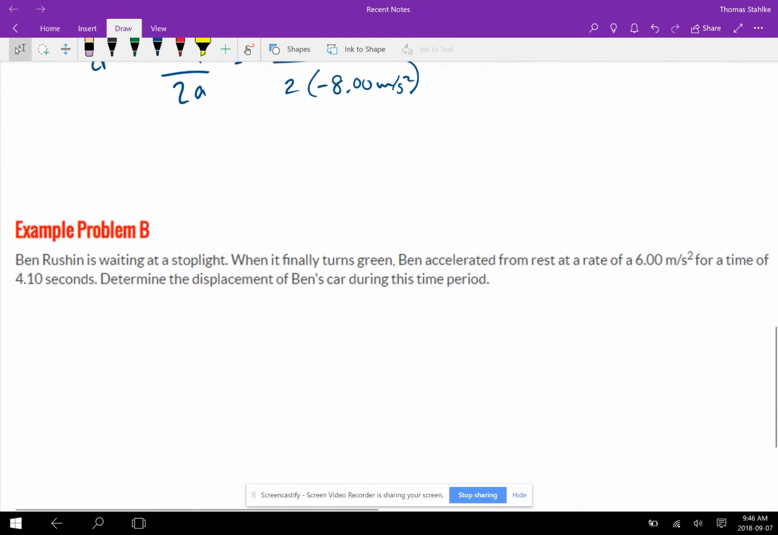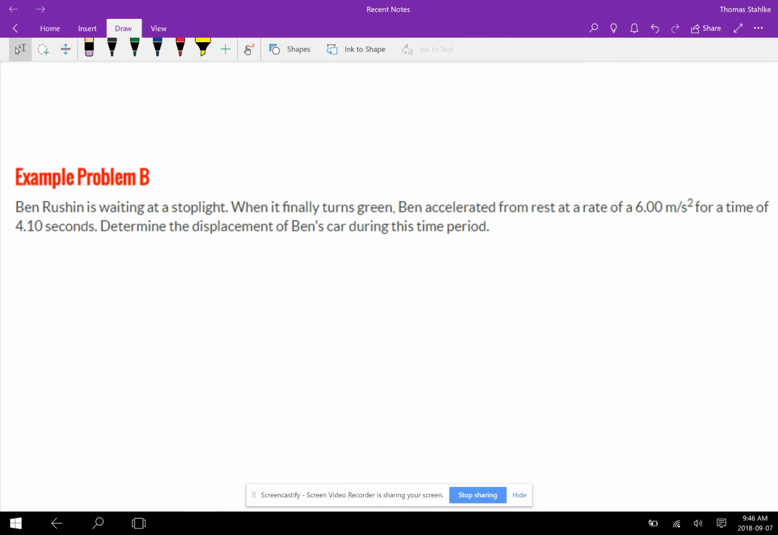Let's take another look at a second problem here. This one will likely use different variables, so we'll get to use a different formula. First of all, Ben Russian is waiting at a stoplight, so his initial velocity is 0. When it finally turns green, he accelerates from rest at a rate of 6 meters per second squared for a time of 4.10 seconds. Determine the displacement. So here we have to find the displacement, and we can sketch a little diagram if we like. He accelerates in the positive direction, moving forward.